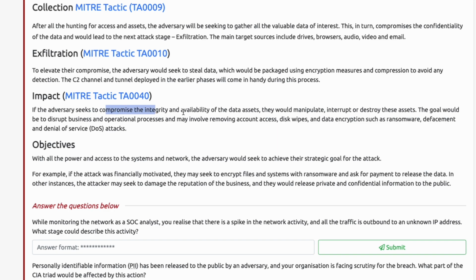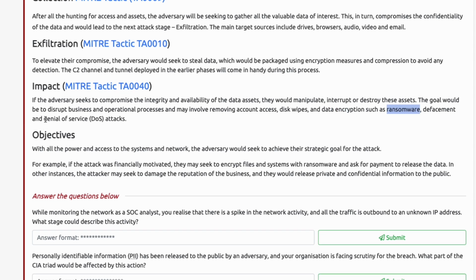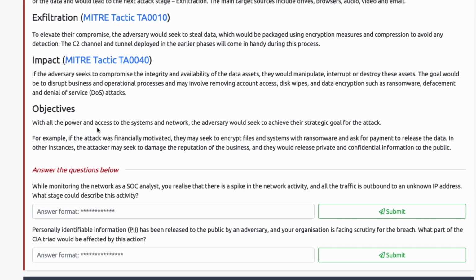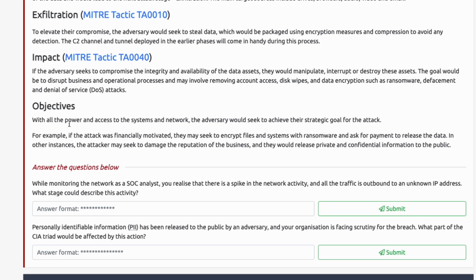So if they want to compromise the integrity and availability of the data, they would manipulate, interrupt, or destroy these assets. The goal would be to disrupt business and operational processes, and may involve removing account access, wiping disks, encrypting certain data, such as ransomware, defacing, and of course, denial of service, basically crashing the system so that there's no access from any place, they can't access anything.